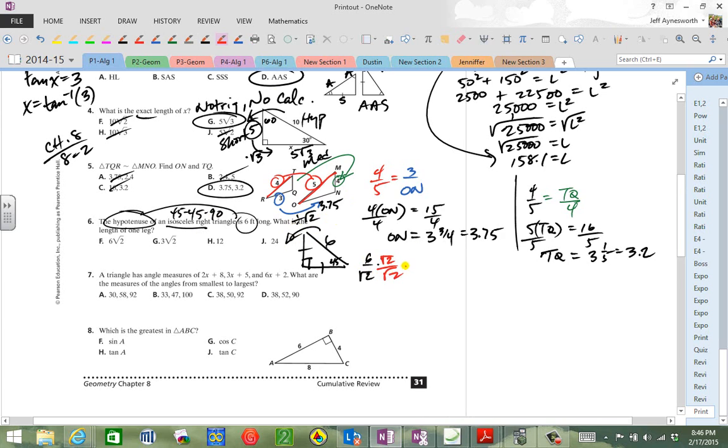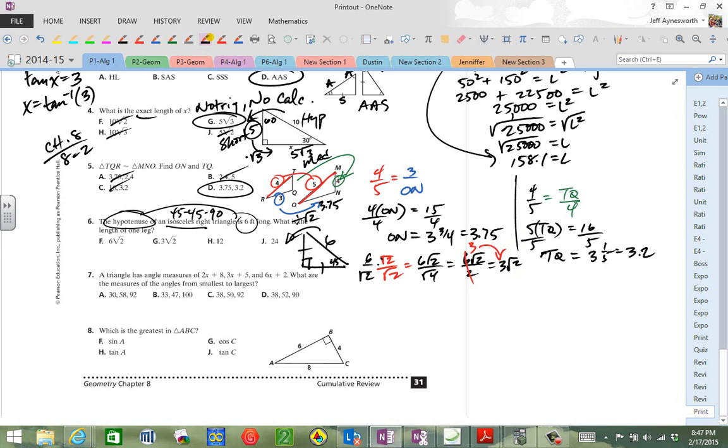What do you get? You get 6 rad 2 divided by rad 4. That's 6 rad 2 divided by 2, and that's 3 rad 2. Why? Well, because usually 6 divided by 2 is 3. So 3 becomes 3 rad 2. All right. Next one, number 7.